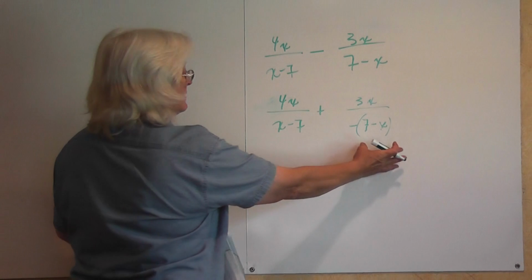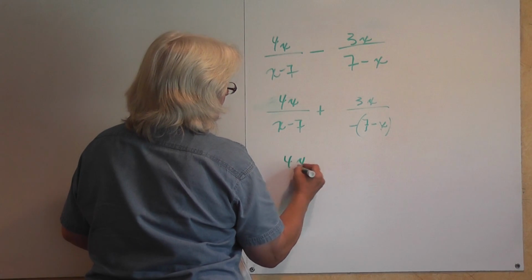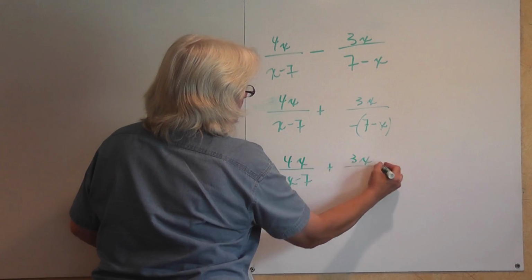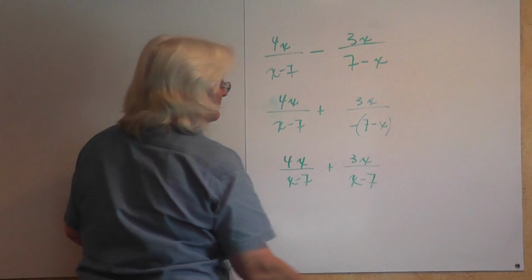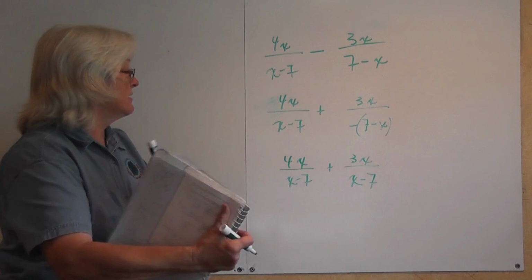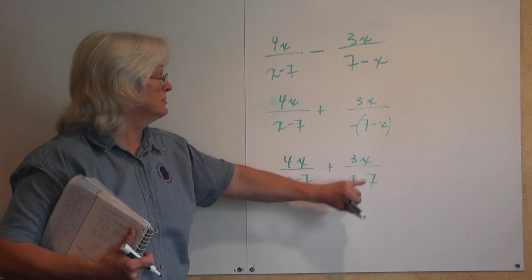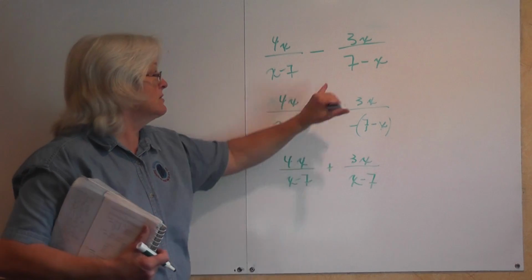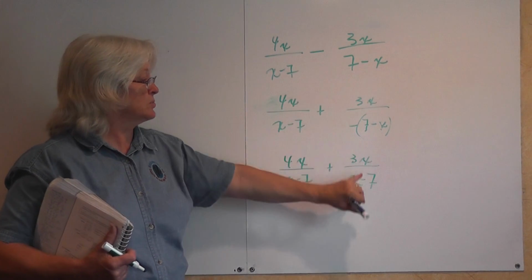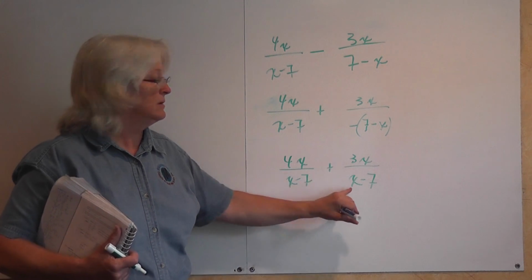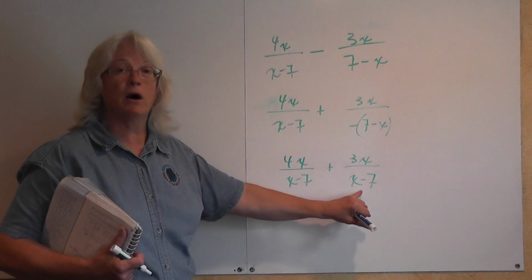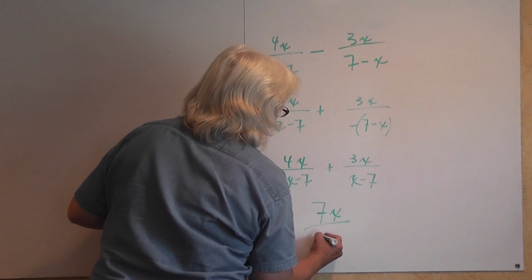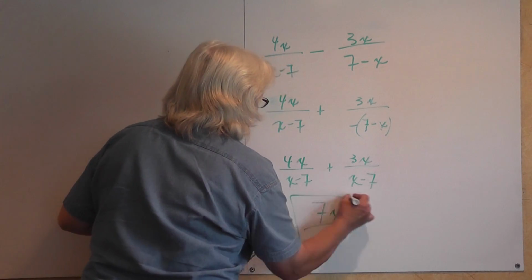So what do we have here? Now we have 4x over x minus 7 plus 3x over x minus 7. Subtraction is the same as adding the opposite. Remember earlier I told you that 7 minus x and x minus 7, we went through that process showing that these two expressions are actually opposites. So we have added the opposite. Now we have a common denominator, and our solution, 7x over x minus 7.